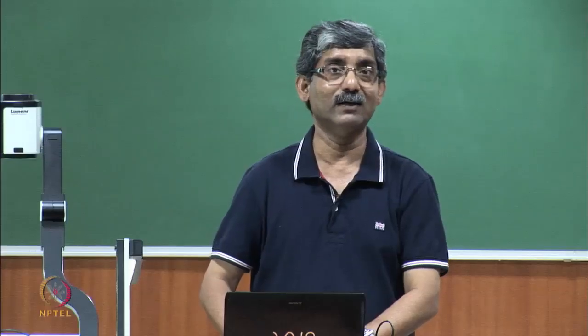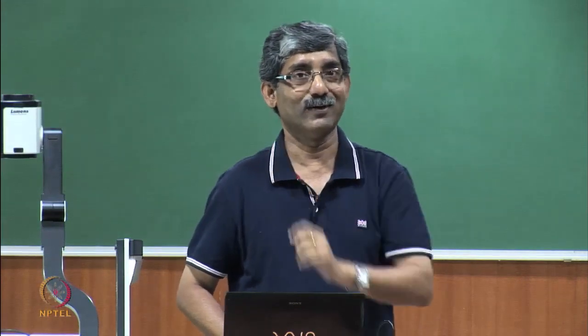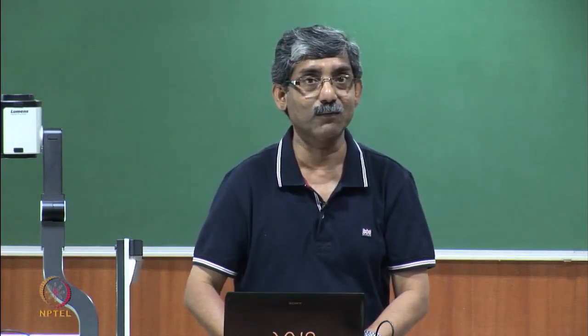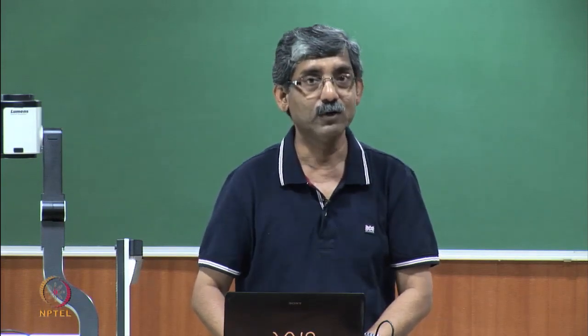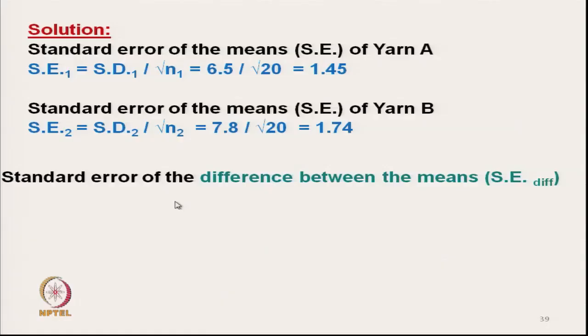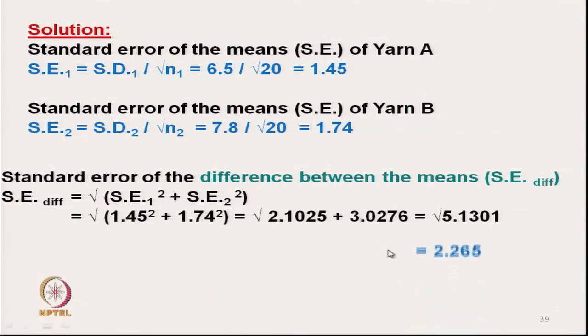So in that case we have to calculate the standard error of difference of mean. It is not the standard error of mean, because our target is to test the significant difference of mean. So from standard error 1 and standard error 2, we can calculate the standard error of the difference between means, which is known as SE difference. Using a simple standard formula, from SE1 and SE2 we calculate SE difference. So what is the formula? SE difference is under root SE1 square plus SE2 square. And SE1 and SE2 are known, so from there we calculate the standard error of difference.